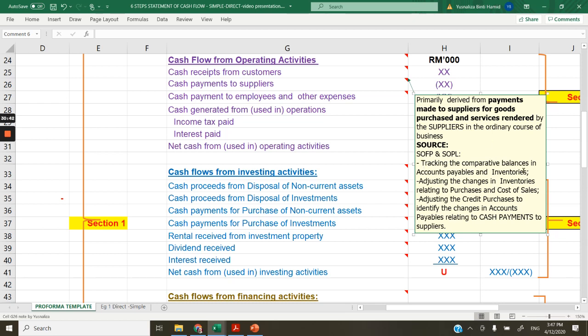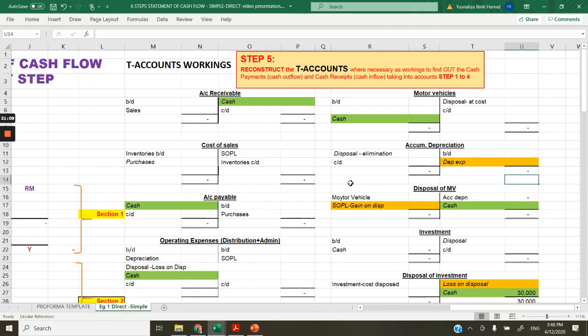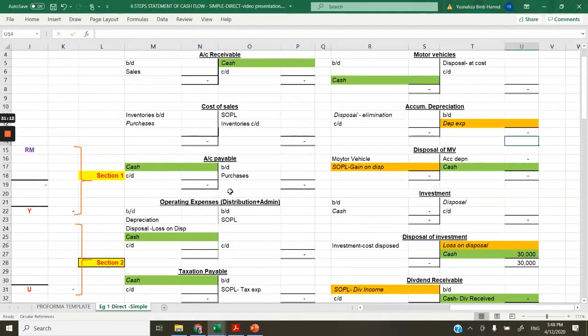You need to do the same: track the comparative balances of accounts payable and the inventories given in the statement of financial position. Adjust the changes in inventories relating to the purchase and cost of sales. We need to do that because you want to find out the credit purchase. If you find out the credit purchase, later on you can identify the changes in accounts payable that relate to the cash payments to suppliers. I show you a sample here. We are trying to do this.